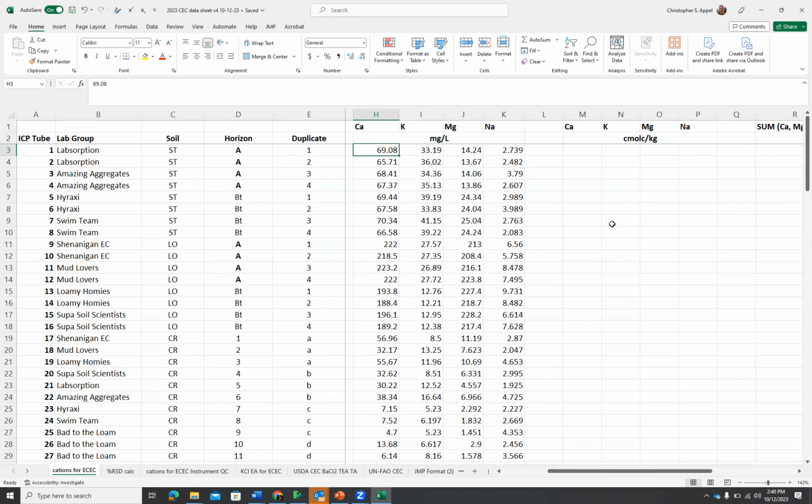Now I have millimoles. I want centimoles. So 10 millimoles, 1 centimole. That cancels there. And then how many centimoles of charge are there in 1 centimole of calcium? 2 centimoles of charge.